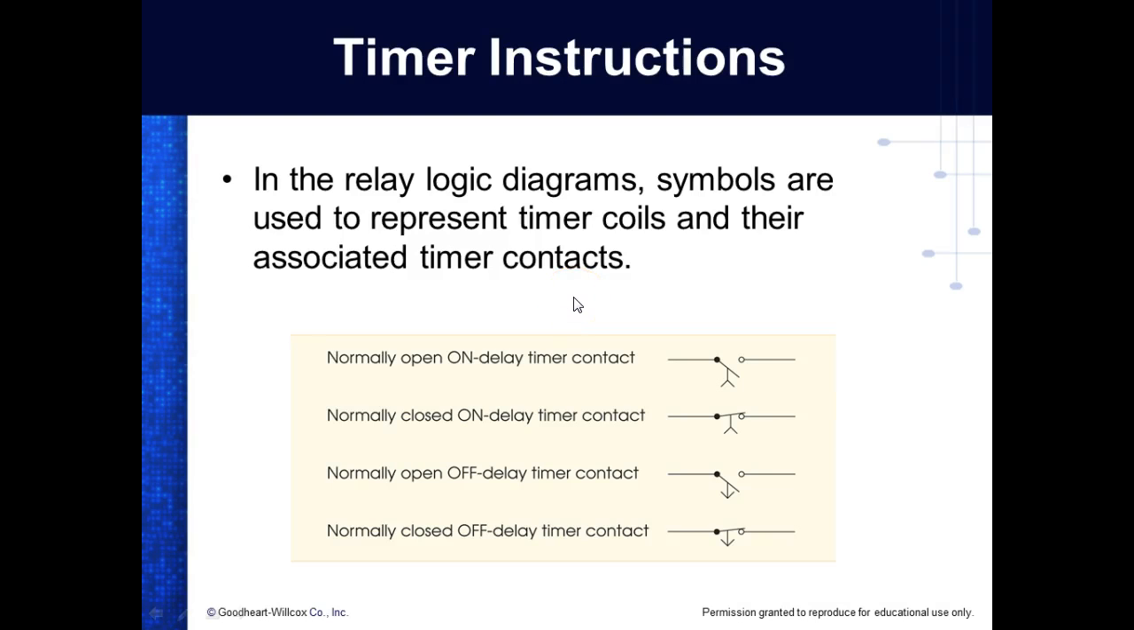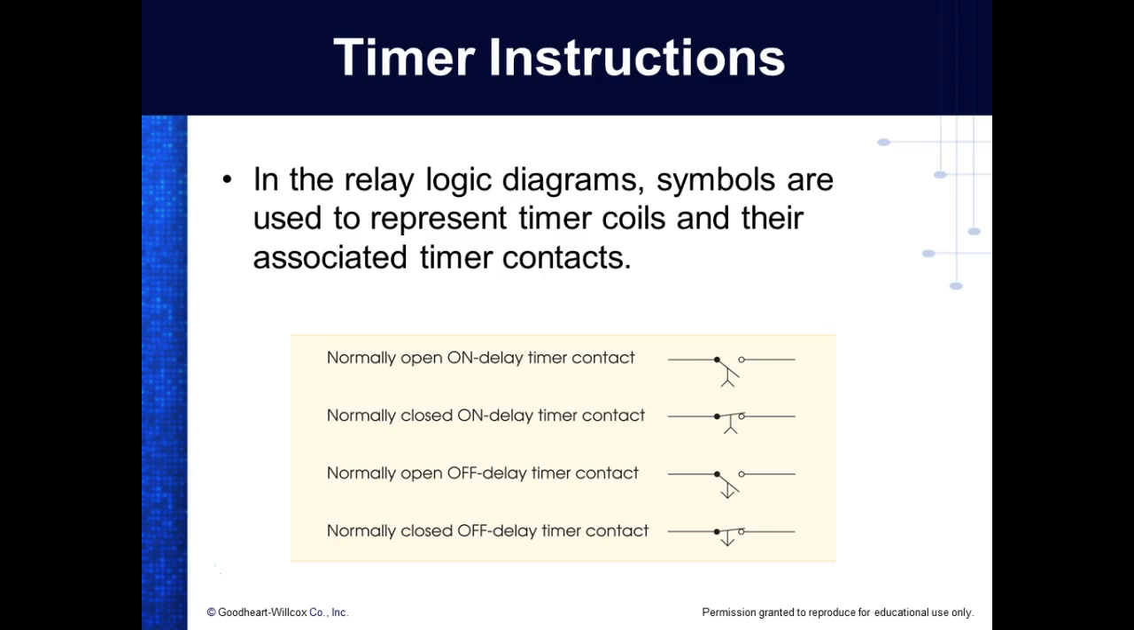These are the electrical symbols for an electrical timer. If we use the PLC to trigger a timer, these would be the symbols we would use. If the arrow points toward the contact, these are going to be on delay timers. If the arrow points away, it's going to be an off delay timer.